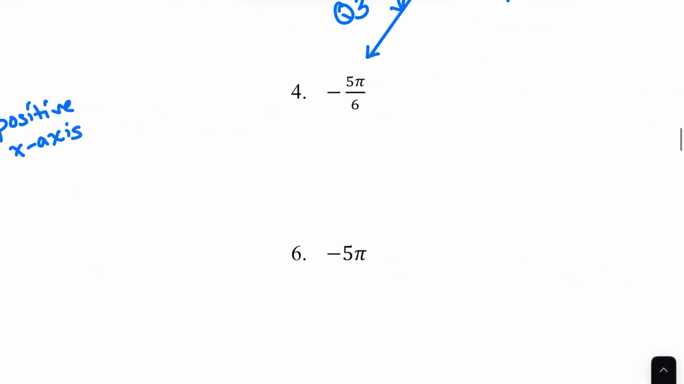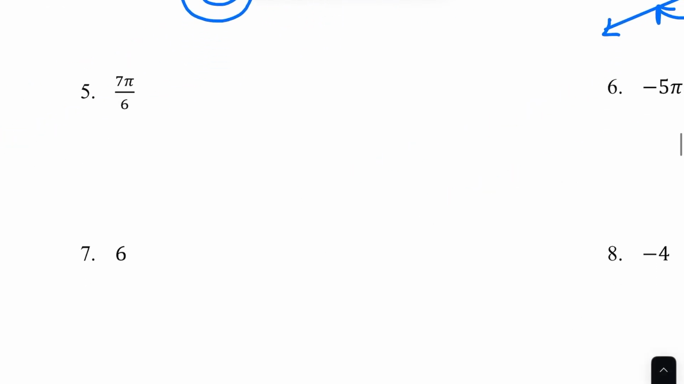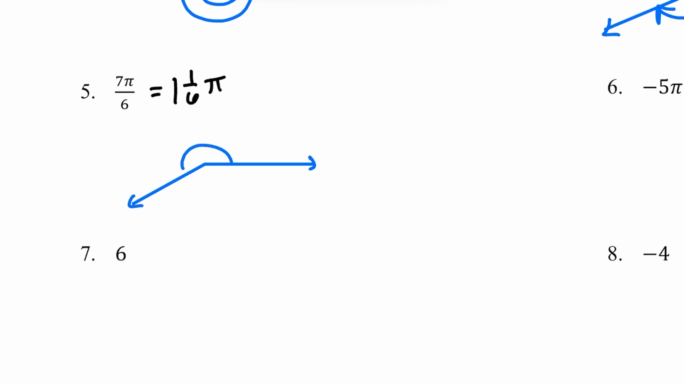What about negative 5 pi over 6? Well, negative 5 pi over 6 is going to go in the clockwise rotation, but not quite yet a full pi. So it's going to look something like this. So it's going to terminate in quadrant 3. Now 7 pi over 6, again, you can think about this as a mixed fraction, 1 1/6. So that means we're going half of a circle and then a sixth more. So something that looks like this, that terminates in quadrant 3.